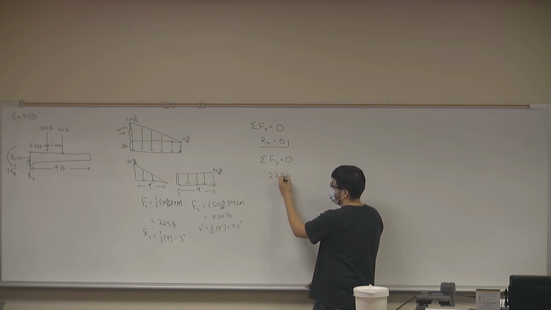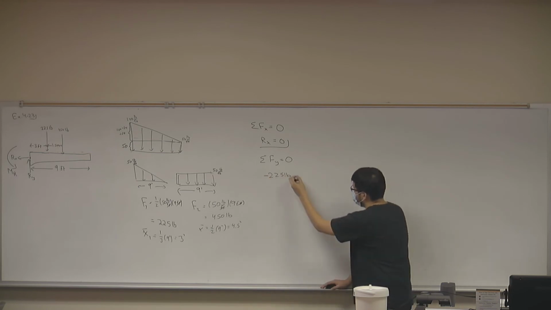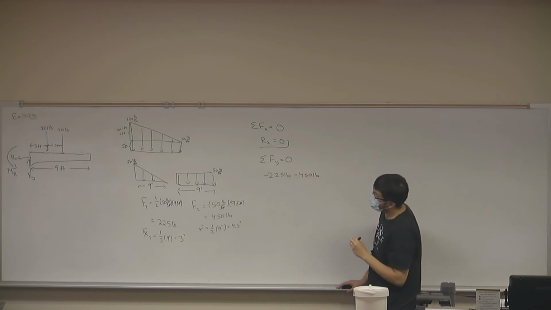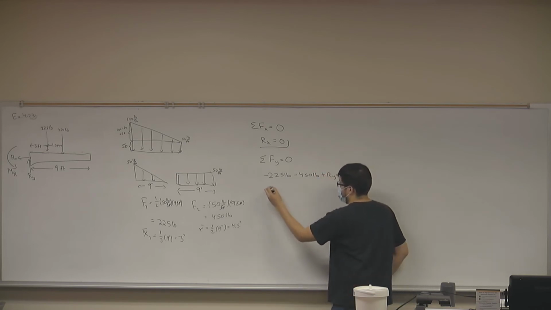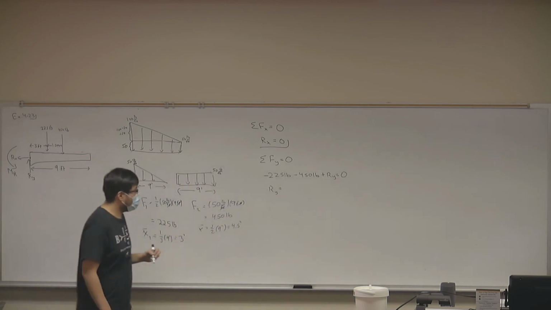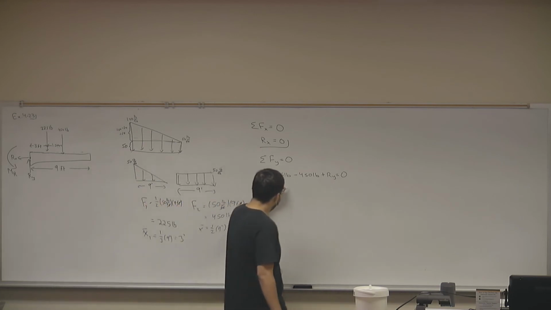So, sum of Fy: positive 225 pounds, we can do it negative, minus 450 pounds, plus Ry equals 0. And Ry equals 675 pounds.